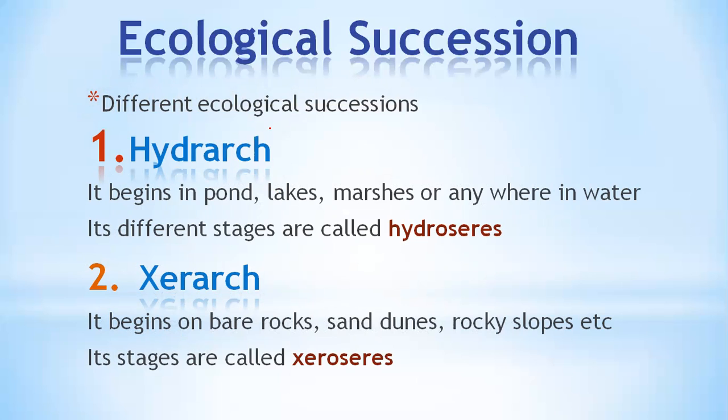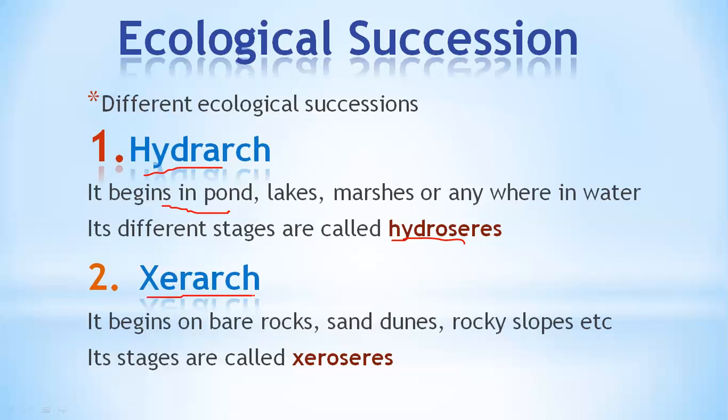So ecological successions, we can see there are different ecological successions in different areas. Area wise, the first one is called hydrarch. Hydro means water, and this ecological succession begins in ponds, lakes, marshes, or anywhere where water was present before, or in water which is present now. So life can originate from there. The stages are called hydroseres.